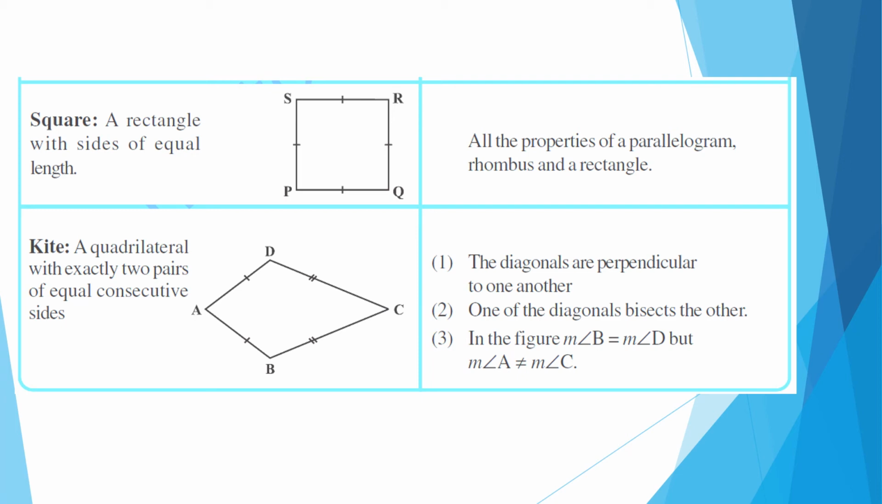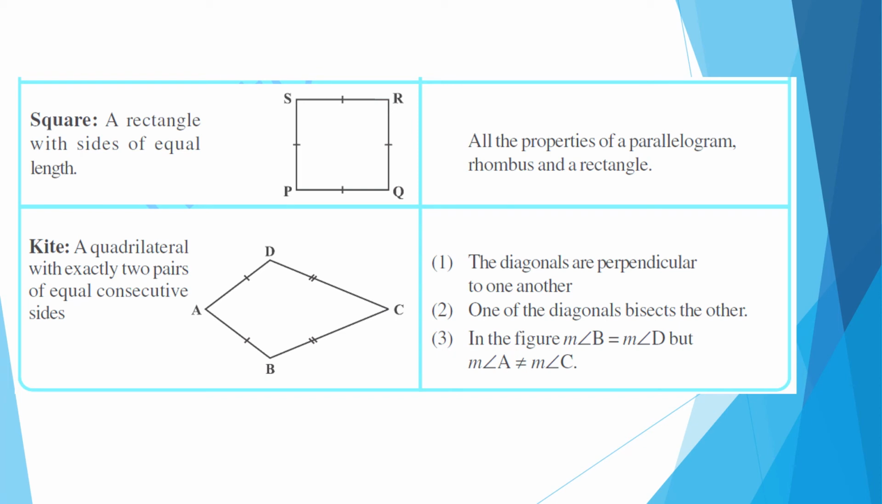So if we directly talk about a square, what are the properties? All the sides are equal, all the angles are equal, and all the angles of a square measure 90 degrees each. Diagonals are equal, diagonals bisect each other. I hope it's clear to you well.